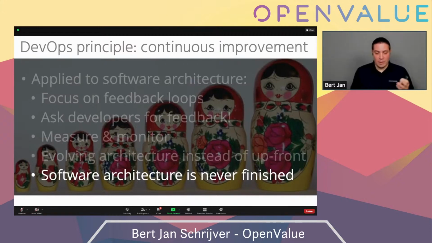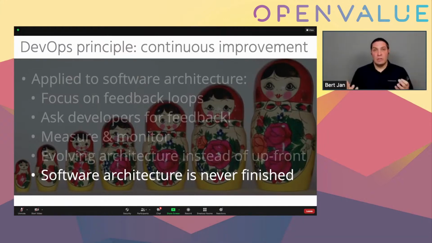I think Patrick Debois, one of the people who first coined the term DevOps, said: after continuous delivery comes continuous re-architecture. Because your architecture is also something that needs to stand the test of time and continuously improve with whatever is happening in your project.